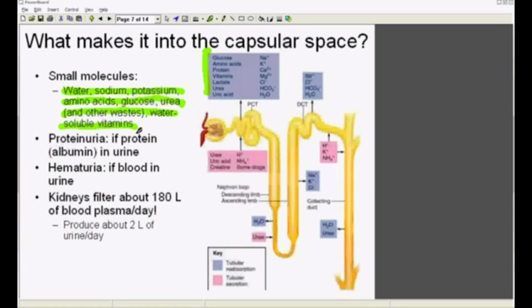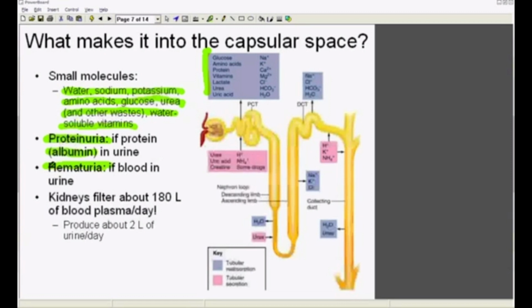Now, if something happens and I damage my capillaries and suddenly proteins start leaking out into the forming urine, which obviously is not supposed to happen, then I have a condition called proteinuria, which means protein is present in the urine. The most common one that would be present is the most common protein found in the blood, which is albumin. If I even have greater damage to the nephrons, such that the holes in the capillaries are so large that red blood cells are entering into the urine, then I have what's called hematuria, or blood in the urine.